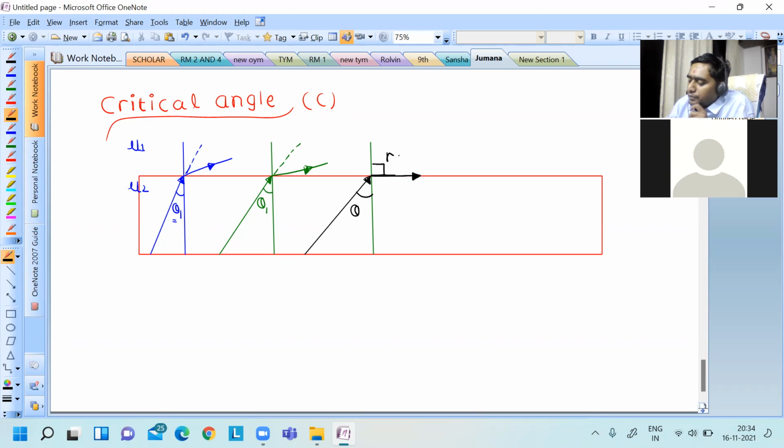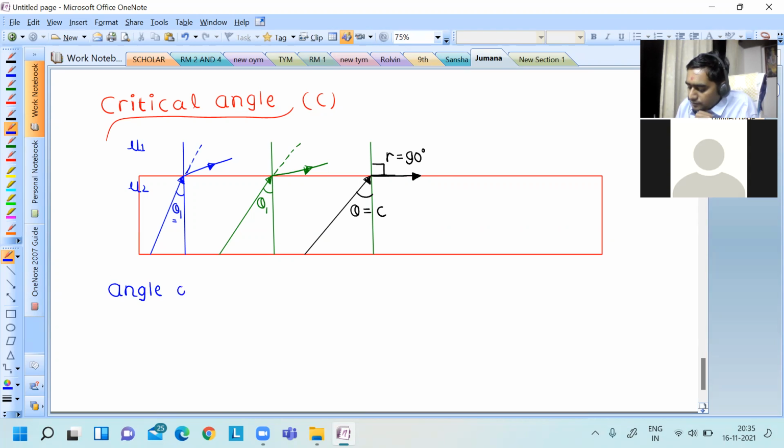Can I say that it's a perfect 90 degrees? Yes. So the angle of incidence for which our angle of refraction is 90 degrees is called our critical angle. The angle of incidence where the angle of refraction is 90 degrees is the critical angle. This angle of incidence is your critical angle.